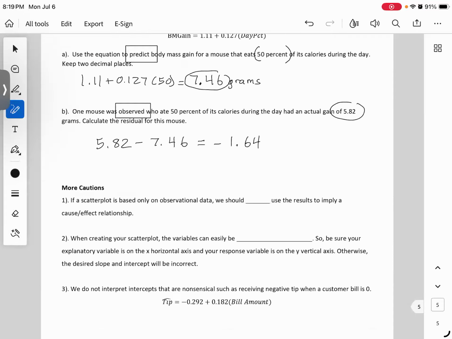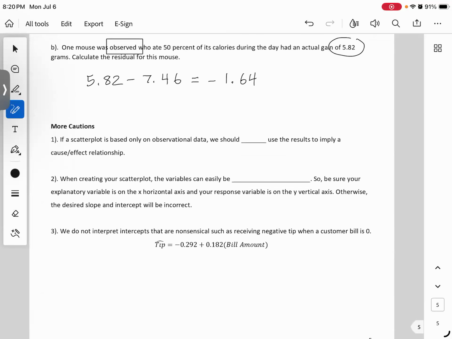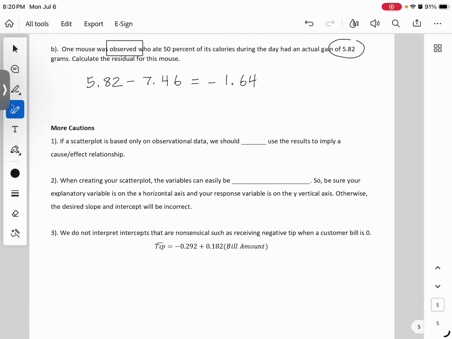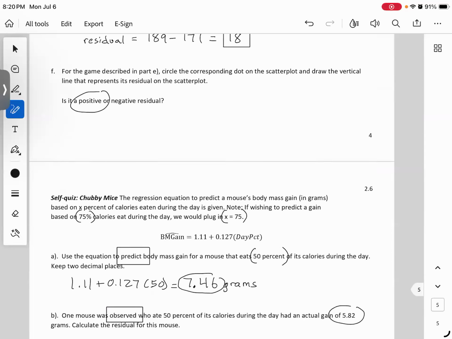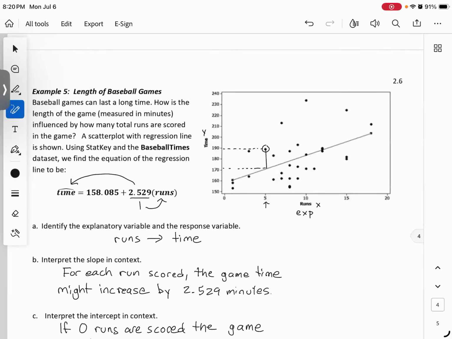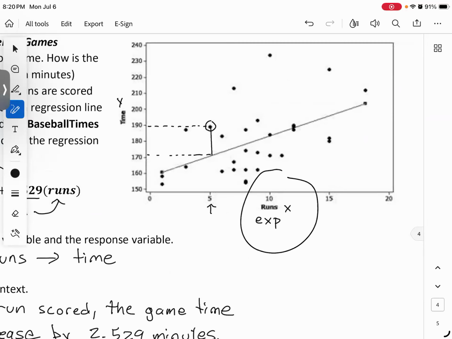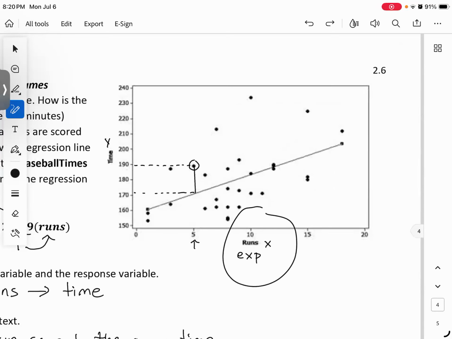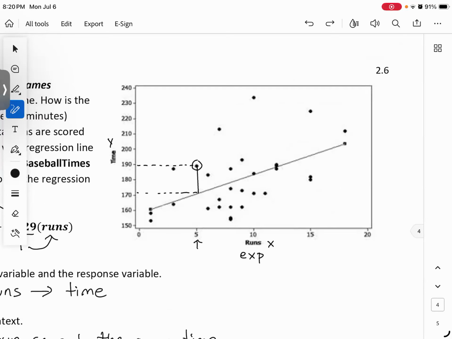Now, last couple little things, and I think that's the end. Whenever you're trying to create a regression equation and you're doing the scatter plot, you need to make sure that your explanatory variable is what you have down at the bottom. Because it is sometimes really easy on StatKey to accidentally get these two swapped, where if you were to put runs vertically and time down at the horizontal, it'll give you a completely different equation.